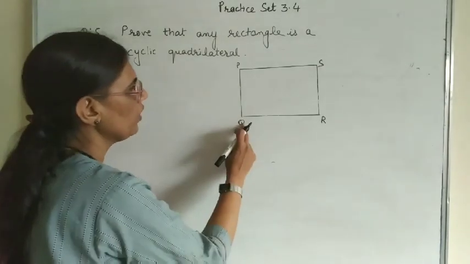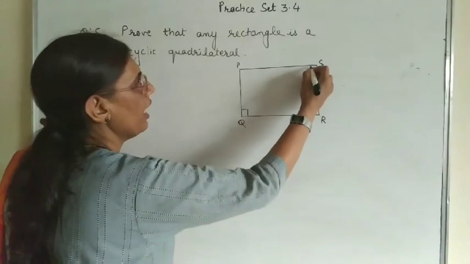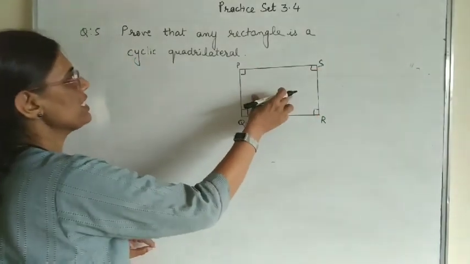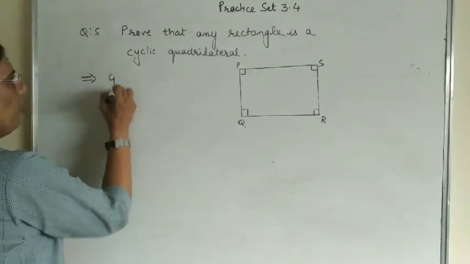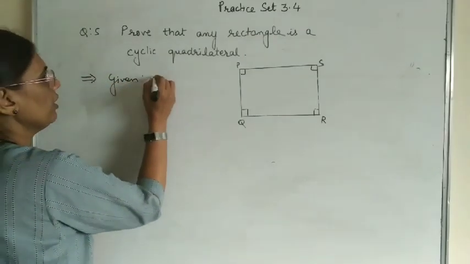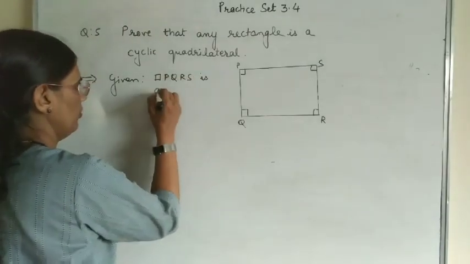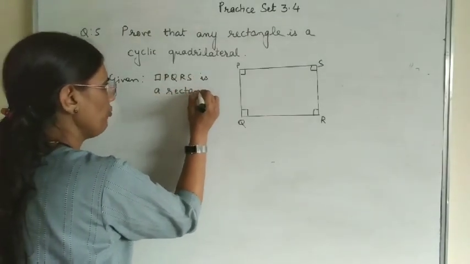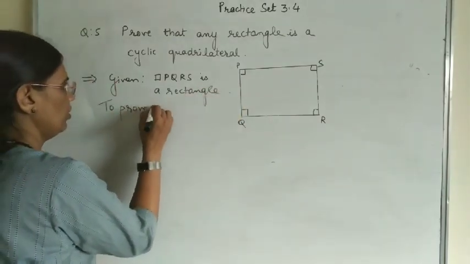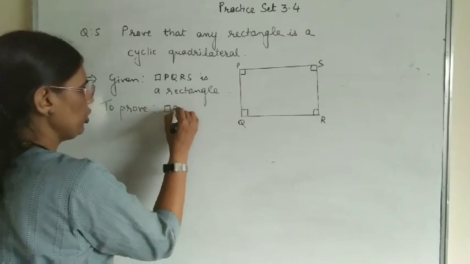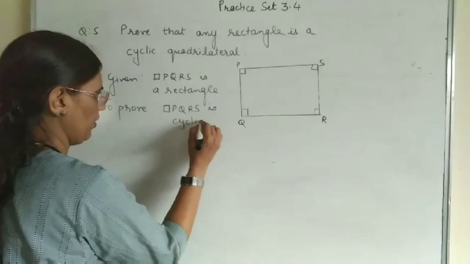Here we have to prove that this is a rectangle, and we have to prove that this is a cyclic quadrilateral. So what is given: quadrilateral PQRS is a rectangle, and what we have to prove: quadrilateral PQRS is cyclic. This we have to prove.